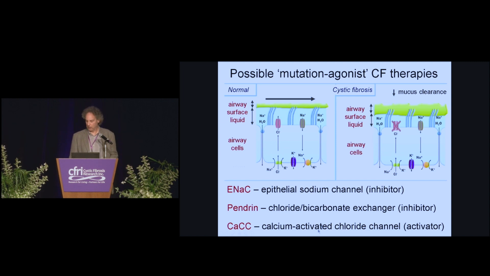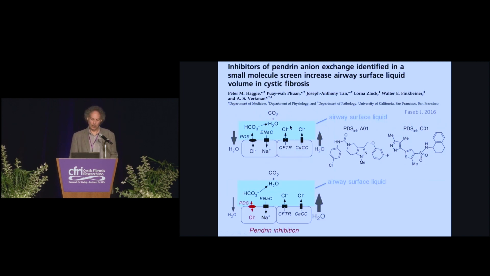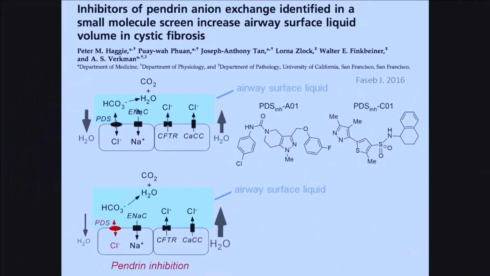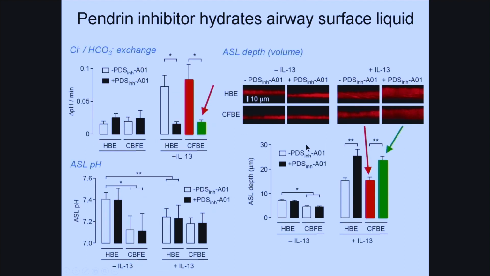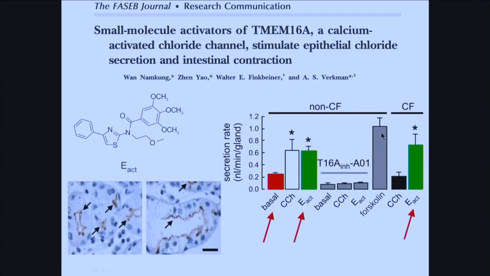But we've been interested in the bottom two. One is pendrin. Pendrin is a chloride-bicarbonate exchanger expressed in the inflamed airways. By inhibiting the uptake of chloride, just like by inhibiting the uptake of sodium, one could in principle increase this fluid layer. So we did a high-throughput screen, identified compounds, and found compounds that inhibited pendrin very well, as shown by the red and green bars here on the left, and that increased the ASL depth. And we're currently looking for partners to move this asset forward.